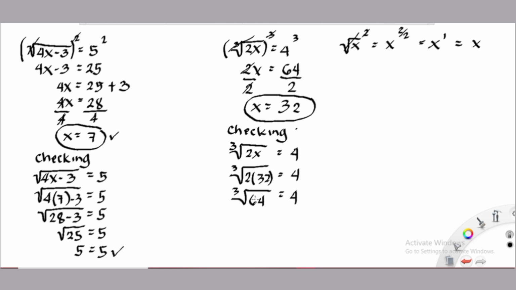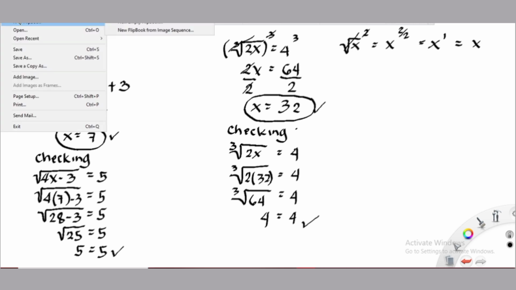So the cube root of 64, or if we think of a number that when multiplied by itself 3 times will give us 64, that is 4. So the cube root of 64 is 4, which is equal to 4. Therefore, the answer that we got is correct. x is equal to 32. Let us have more examples.